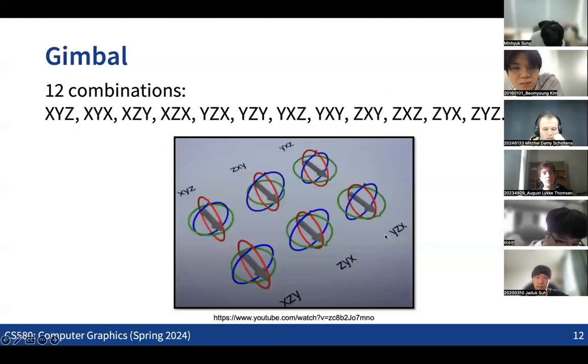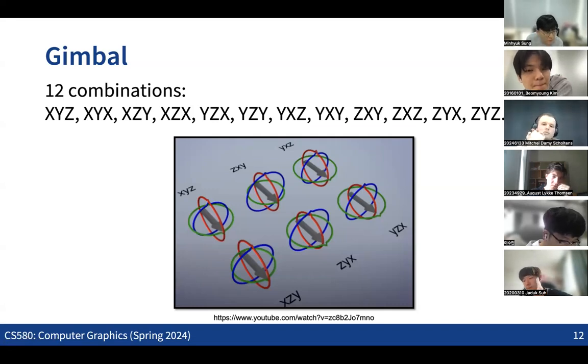Yeah. So depending on the order in which we apply the rotations, there are lots of combinations. You don't even need to apply the rotations along three different axes. You can just repeat applying the rotations along the same axis, but still all these cases can cover all the possible 3D rotations.